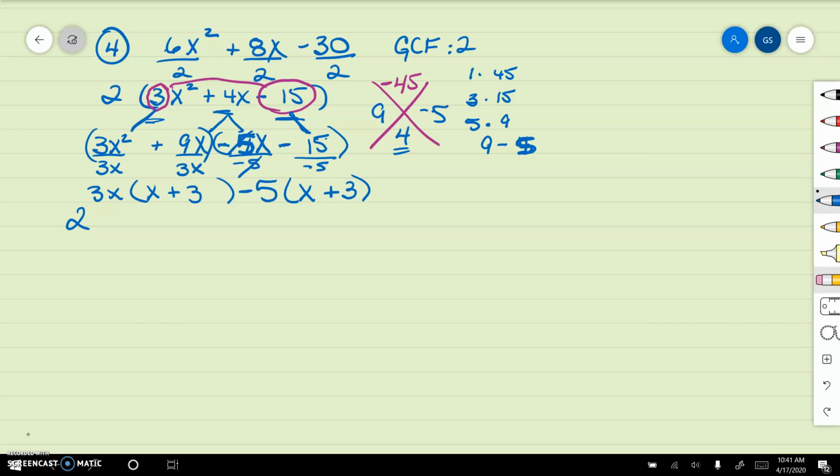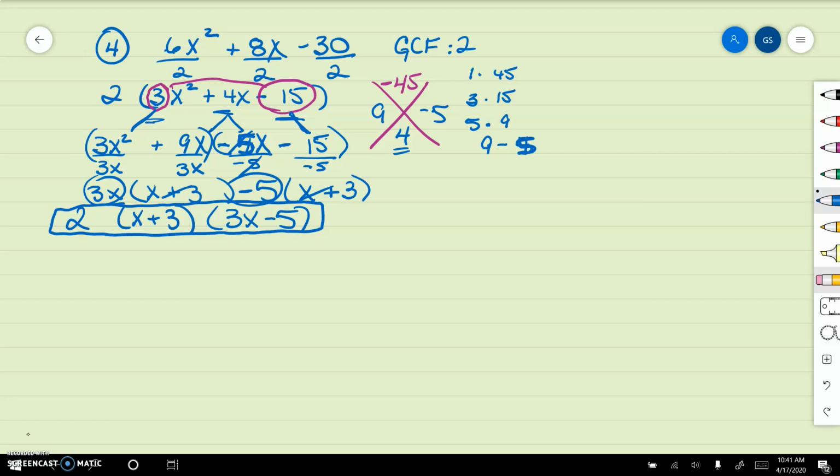All right, so now we have a common factor of x plus 3. When I get those guys going, I have what's left over, which is 3x minus 5. So now this is my whole answer. So if you remember, the 2 came from way up there. That was our first GCF. And that is the lesson for today.